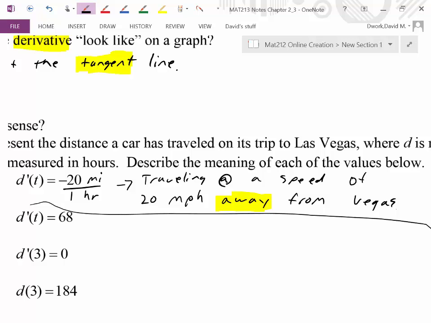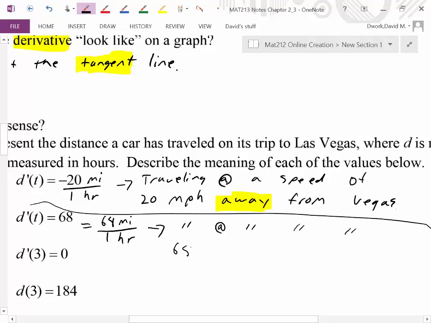So how do you describe this one? Well, it's very similar. But instead of traveling away, since this is a positive value, and watch our notation, notice that it has the prime on it, which means it's a derivative. So again, I would recommend rewriting it as change in output over change in input. So this one would be 68 miles per 1 hour. So therefore we could describe that as, again, we are traveling at a speed of 68 miles per hour toward Vegas. Okay, I hope this is making sense.